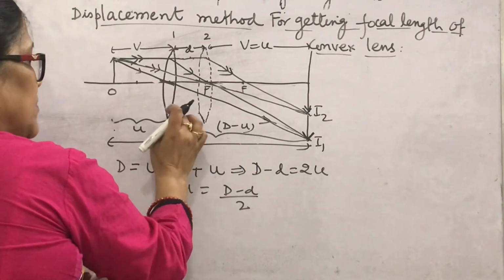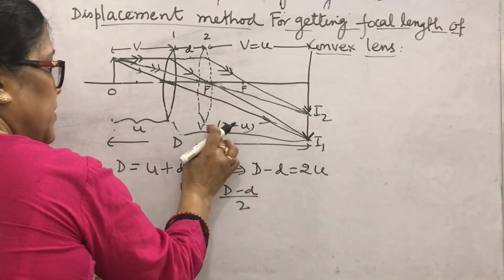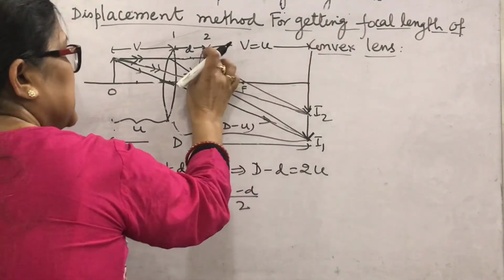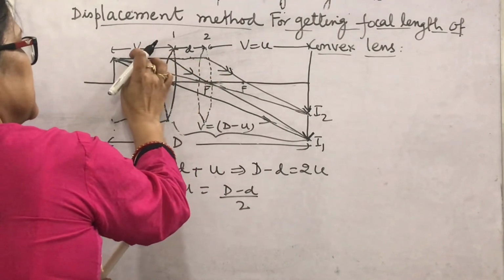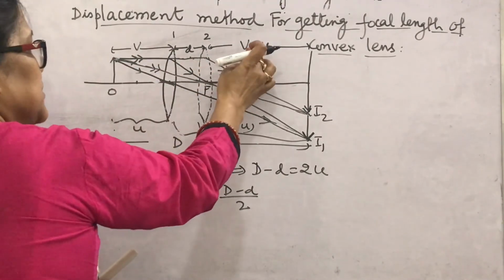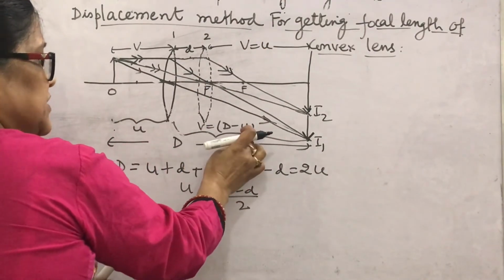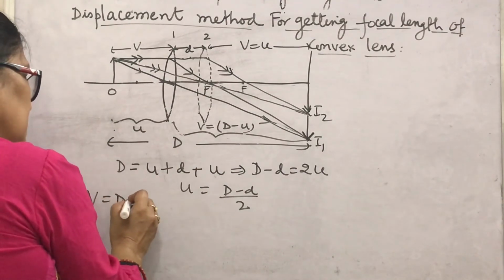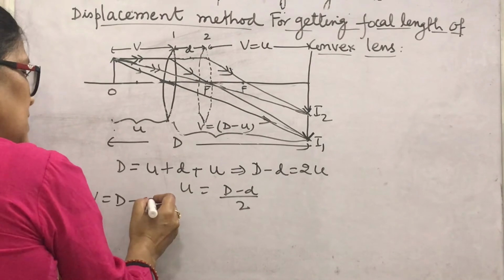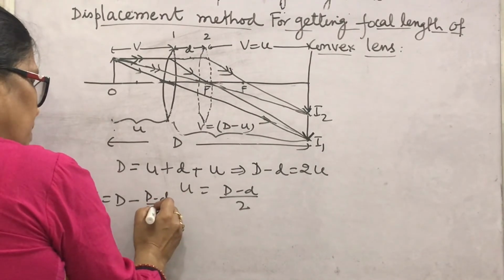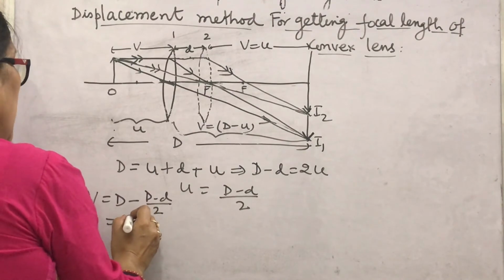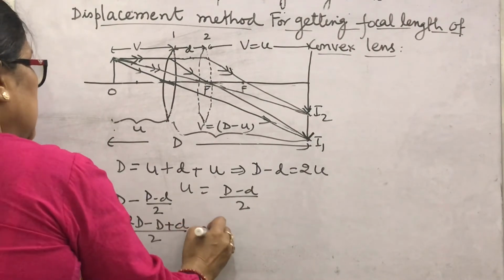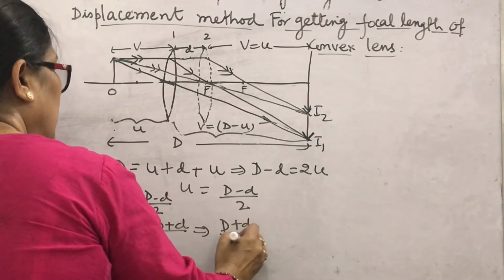For v, if you know for this situation this is equal to v, this can be written v equal to D minus u. For this situation, if you consider this is u, then this is D and this is v. This v is the same as u here for D minus u. You can write here this v as D minus u. So D minus u, what can you write in place of u? This is D minus d upon 2. This will be 2D minus d plus d upon 2, that is D plus d upon 2.